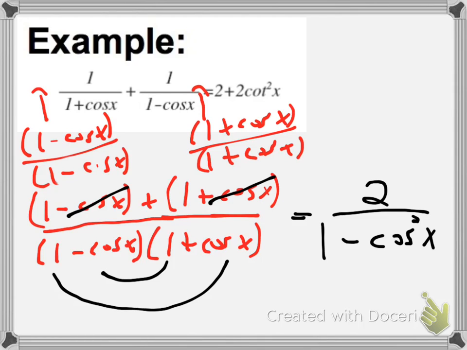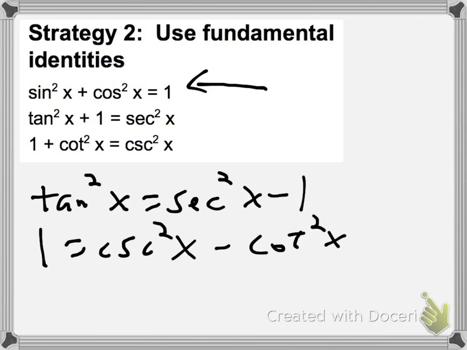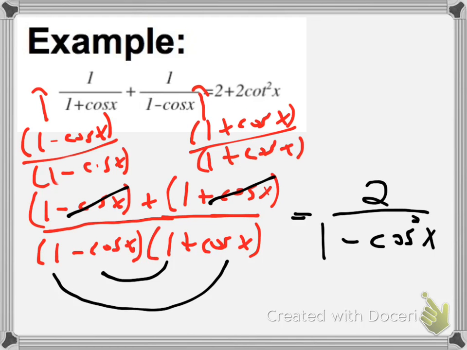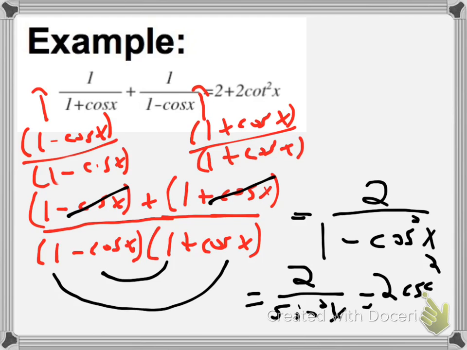Well, that's pretty good. And again, as you do these, you start to recognize some things. Like I see 1 minus cosine squared of x. If I go back here a little ways, that should remind me of this fundamental identity with just one of the trig functions moved over. So if I jump back here, 1 minus cosine squared of x is sine squared of x. And so I end up with 2 over sine squared of x. And 1 over sine on the bottom is 2 cosecant squared of x. And so this is pretty simplified.